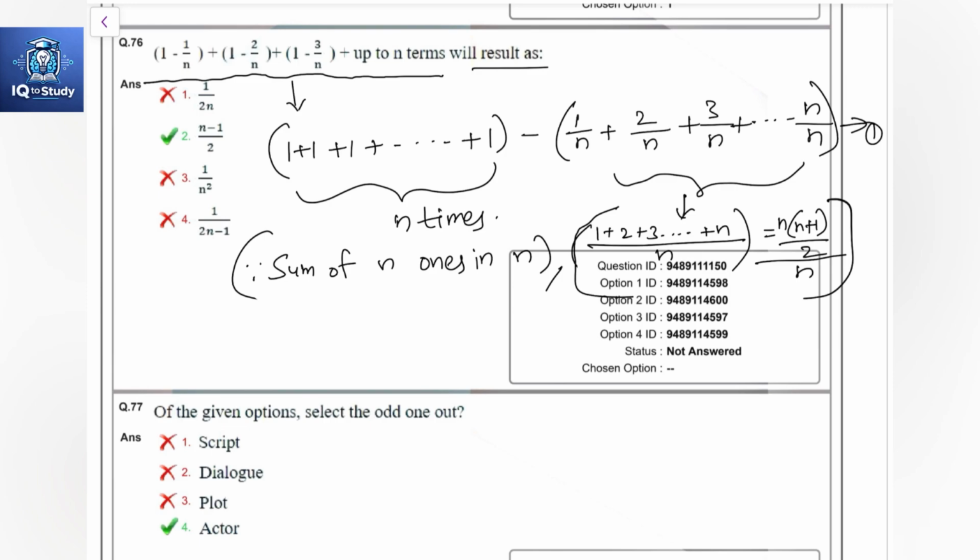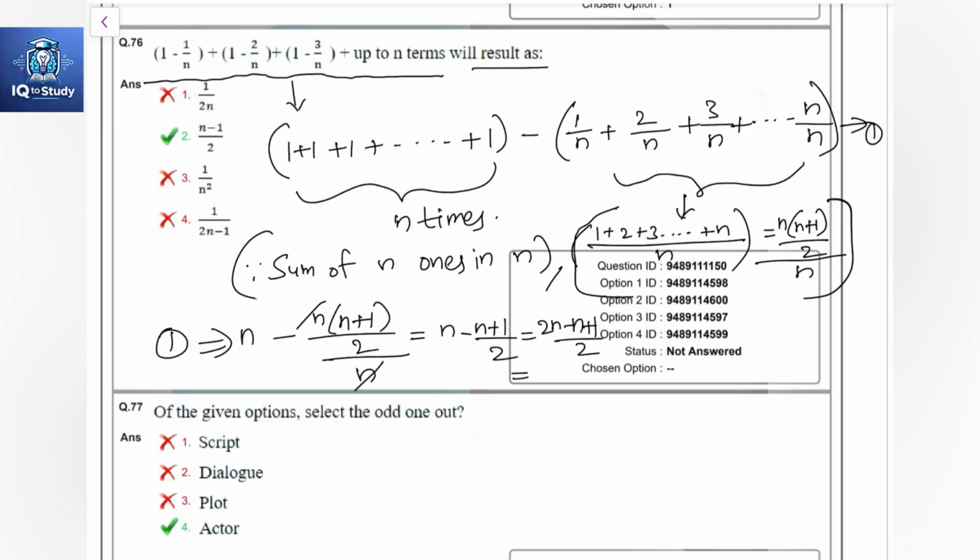Equation 1 becomes n minus n into n plus 1 by 2 divided by n. Here n gets cancelled and it becomes n minus n plus 1 divided by 2, which is equal to 2n minus n plus 1 divided by 2, that is n minus 1 divided by 2. So option 2 is correct.